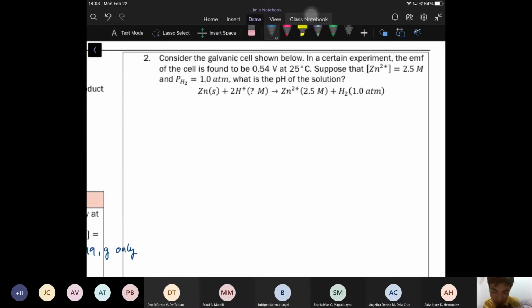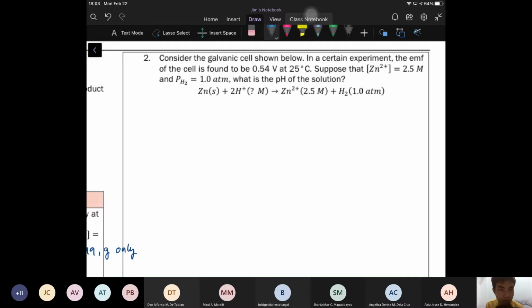Consider the galvanic cell shown below. In experiment, the EMF of the cell is found to be 0.54 volts at 25 degrees Celsius. Suppose that zinc 2 plus is equal to 2.5 molar and pressure of hydrogen gas is 1 atm. What is the pH of the solution? Actually, nasa module nyo to, no? Okay. So, doon ko nilagay yung sagot din. Pero pakita ko paano nakuha yung sagot na yan sa inyong module.